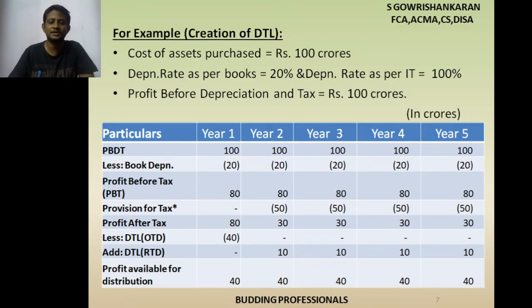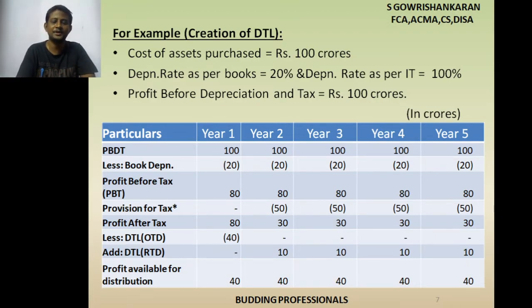So what is the reversal in the second year? 10 crore. Because of reversal, 30 plus 10 equals profit available for distribution of 40 crore. Third year, 30 plus 10 equals 40 crore. Then 30 plus 10 equals 40 crore, then again 30 plus 10 equals 40 crore. So 10 plus 10 plus 10 plus 10 is 40. Initially it is debited and now it is credited on a yearly basis, 10, 10, 10, 10.